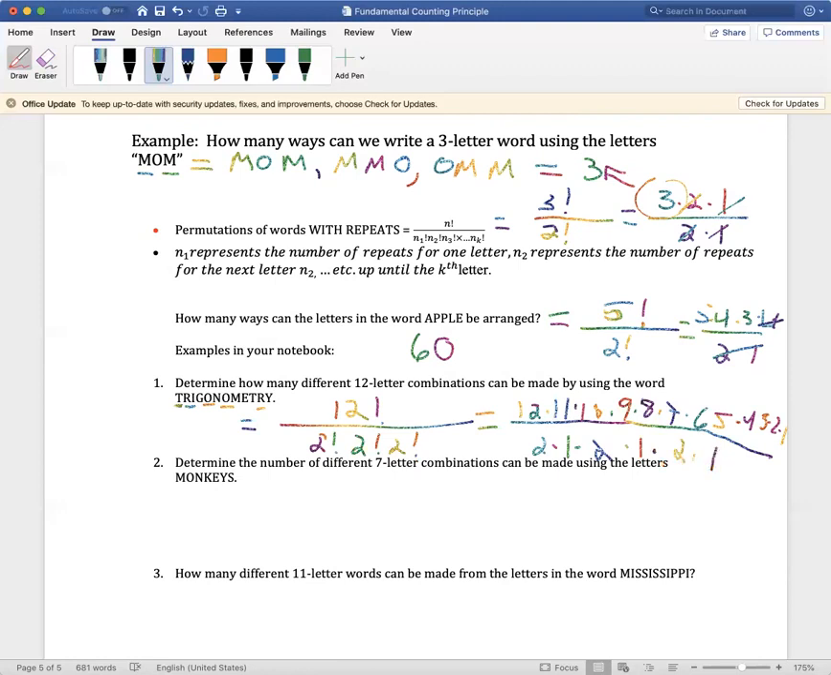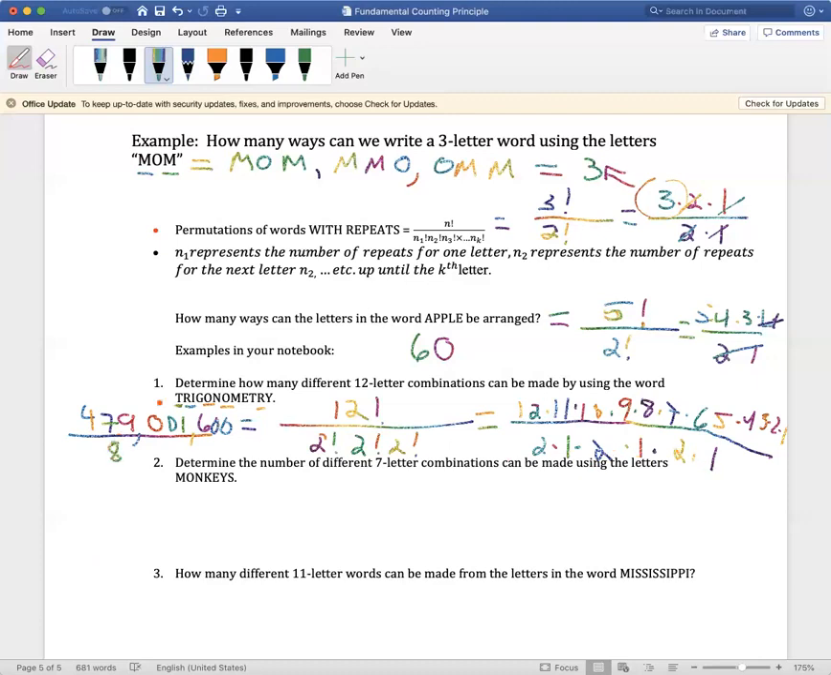Okay, so let's do the numerator. 12, if you multiply 12 all the way down to 1, let's see what we get. 12 times 11 times 10 times 9 times 8 times 7 times 6 times 5 times 4 times 3 times 2 times 1. I get 479,001,600. Okay. And then in the denominator, 2 times 1 is 2, times 2 is 4, times 2 is 8. So in the denominator, we get 8.